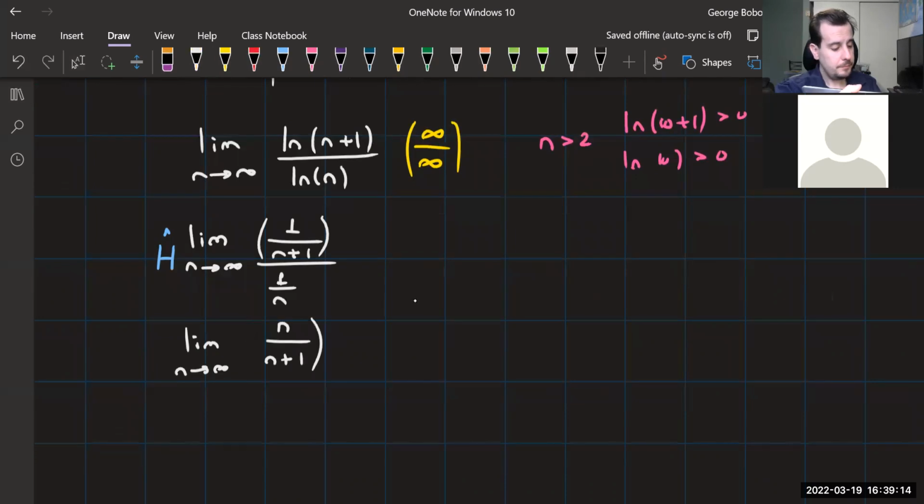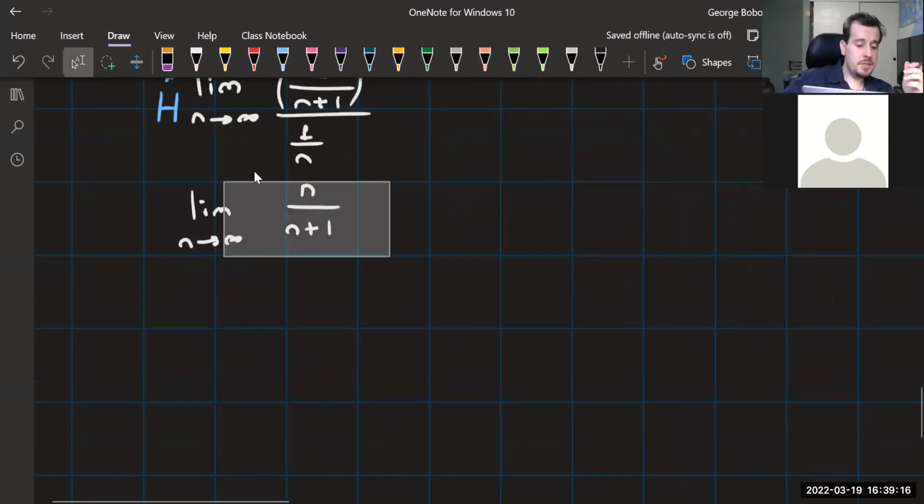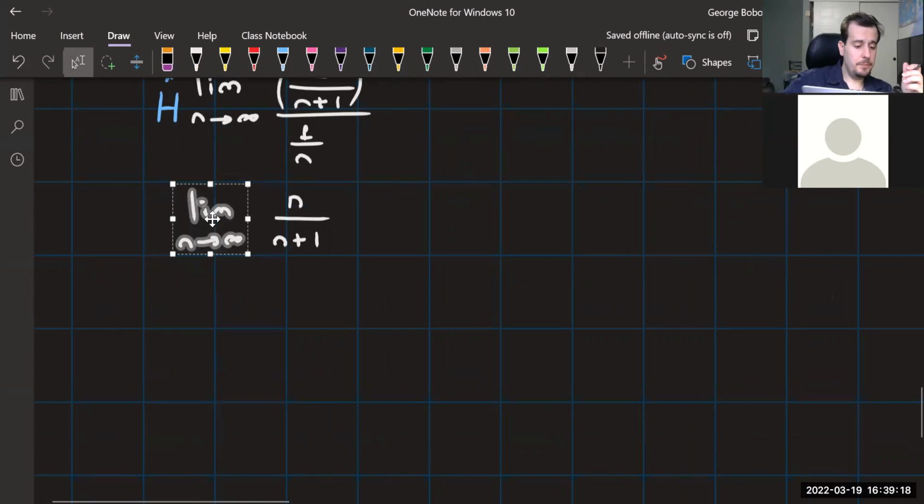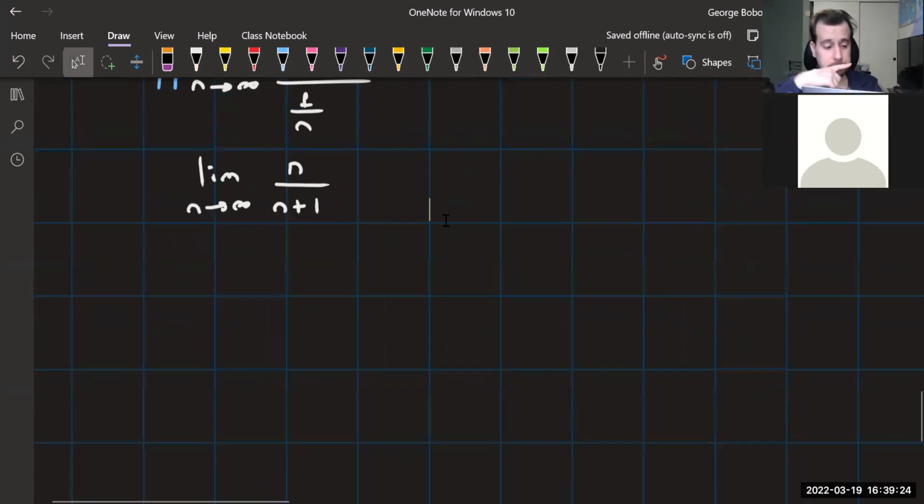So what is this limit now? Could we do a trick here and evaluate this? It will still be infinity over infinity, so you have to do L'Hopital's rule again. I guess you could. I don't know if it's going to work that well. I haven't tried it, to be honest.